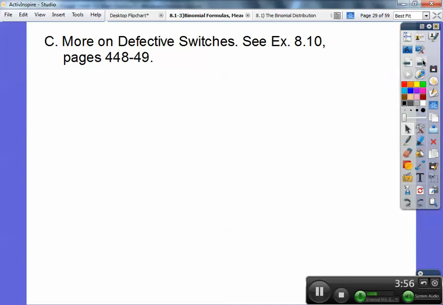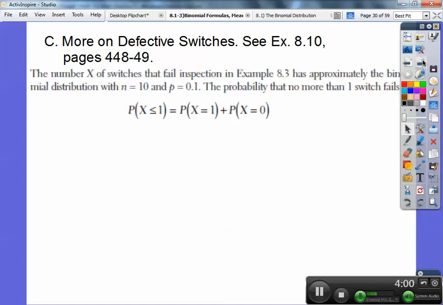All right, so here's more on defective switches. This is example 8-10 on pages 448 and 449. So the number X of switches that fail inspection in example 8.3 has approximately a binomial distribution with n equals 10 and p equals 0.1. The probability that no more than one switch fails is this. No more than one is less than or equal to 1.